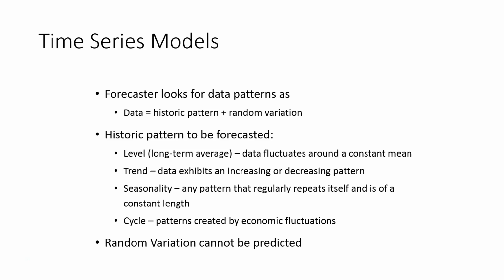Trend and cycle are harder to track, but those become our data. The historic pattern, those become the data. Then we add in the random variation, and the random variation is one thing that's harder to predict. That could be caused by growth, it could be caused by decline, it could be caused by many different things.